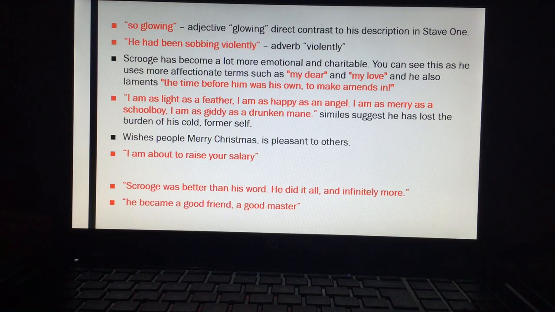Now, Scrooge is a lot more emotional and charitable. We can see this as he uses more affectionate terms such as my dear and my love. And he also laments that he can make amends. Okay? He, don't forget, offers to buy the turkey, and he's a lot more merry, isn't he?